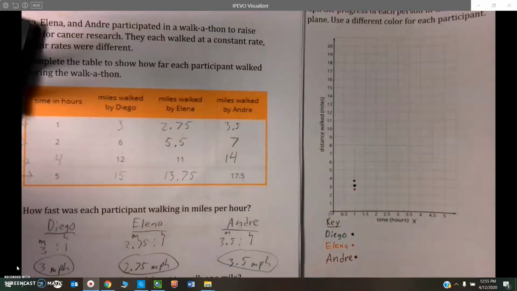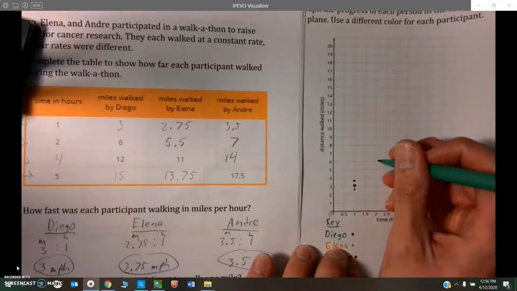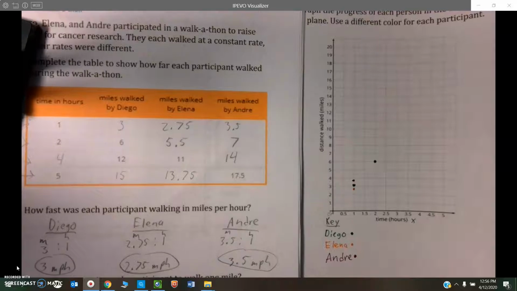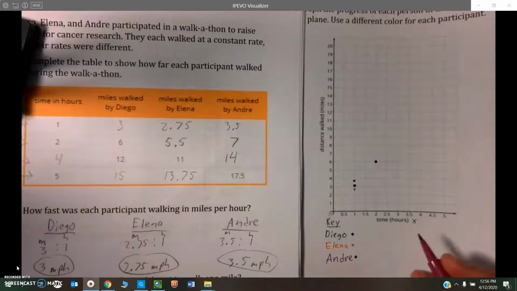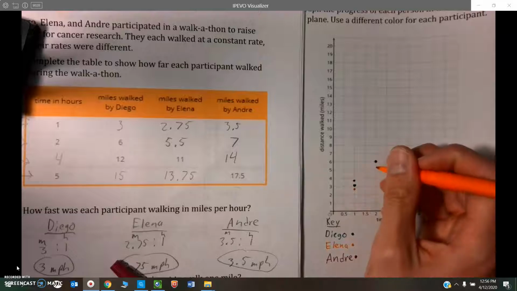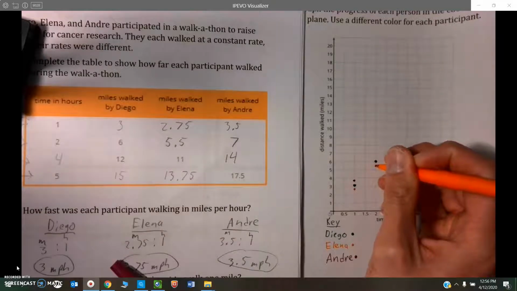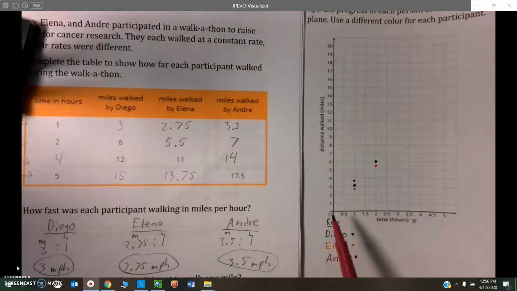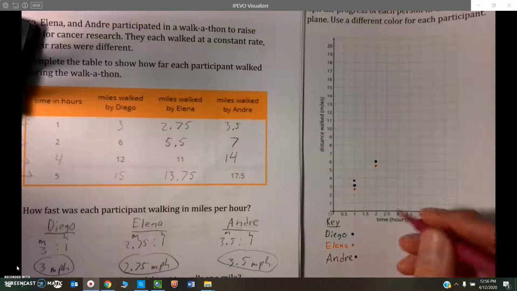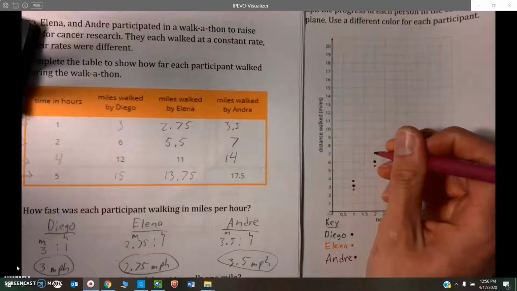Okay. All right. Now let's do the same thing for 2 hours. So Diego walked 6 miles, so I have to go over to 2 hours, and then go up to 6. So here's Diego. Elena was 5.5 at 2 hours. Elena. And Andre was 7. So I'm at 2 hours, and then gotta go up to 7.